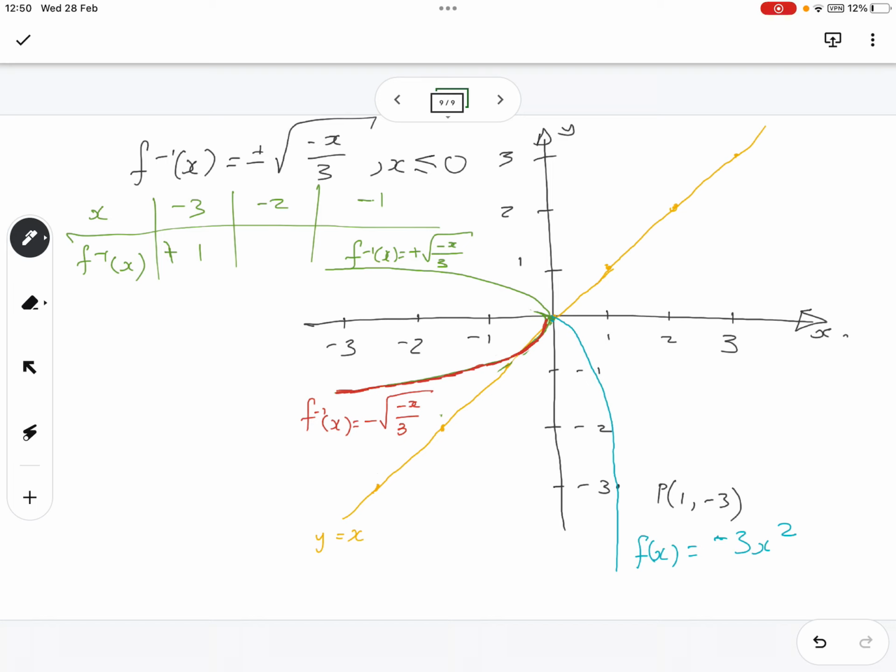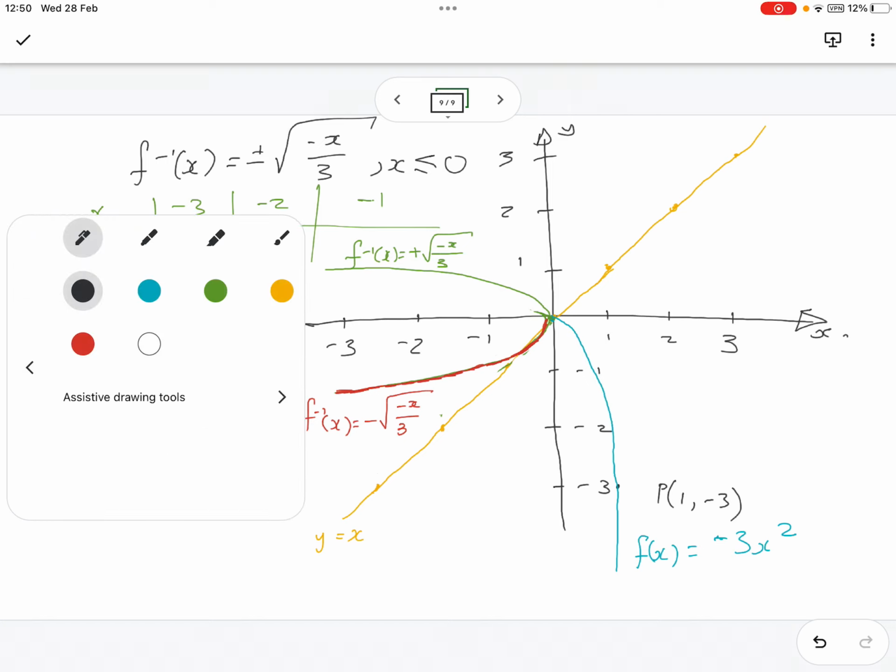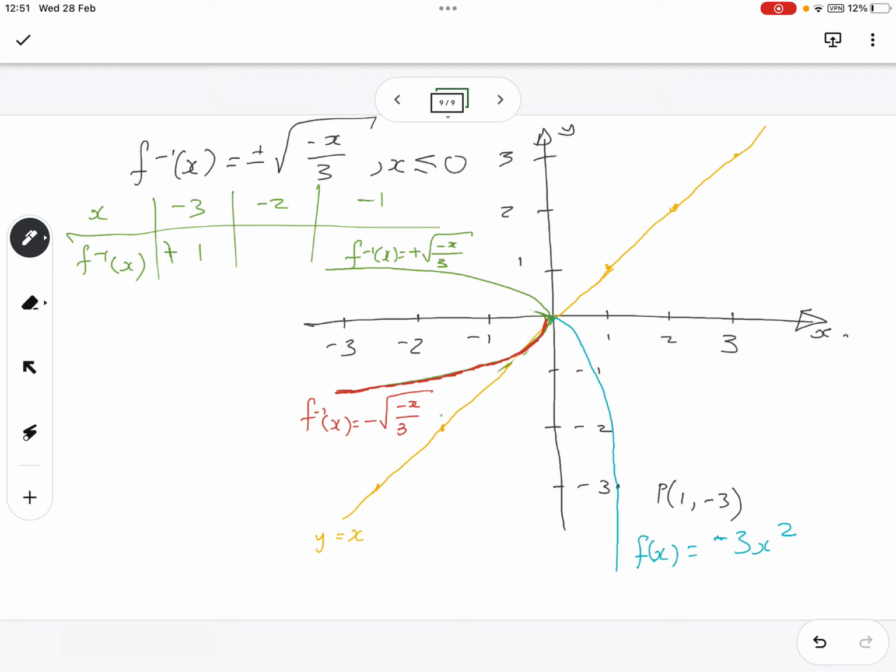Let's have a discussion first. So on the green graph, which is f inverse, but for the positive root of negative x over 3, we've got the point negative 3, 1, and on the red curve we've got the point negative 3, negative 1.